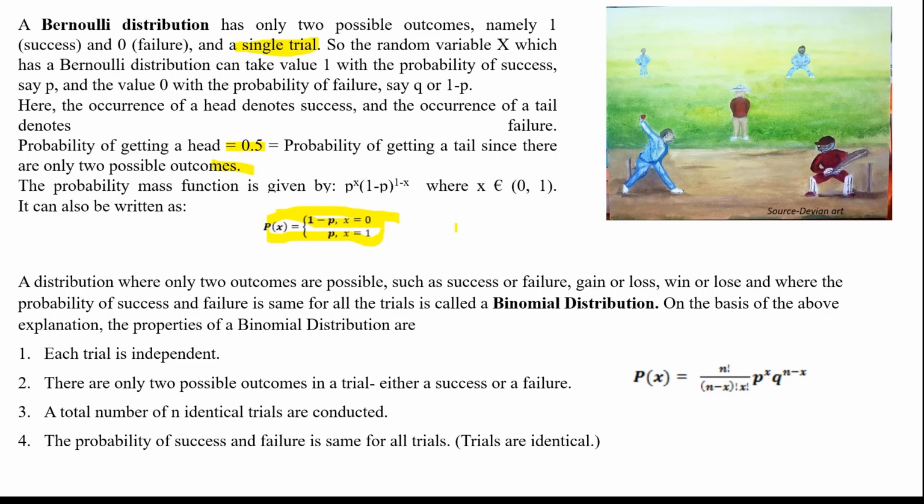In case of binomial distribution, each trial is independent, like I have discussed recently. There are only two possible outcomes in a trial, either a success or a failure. A total of n identical trials are conducted, so there is a finite number of trials, finite I am talking about. Next, the probability of success and failure is the same for all the trials. No matter how many times, 10 times, 20 times, 30 times you repeat, the probability of success and failure will be the same.